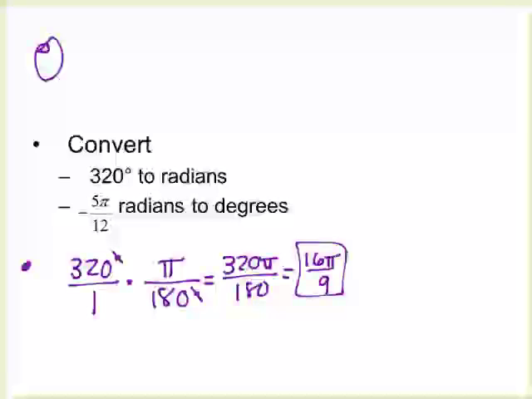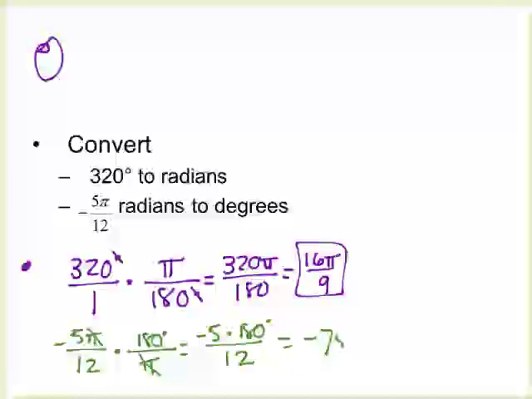For the second one, start with what you're given. It already is a fraction, so I don't have to make it one. Put what you're given on the bottom, so this time pi on the bottom with 180 degrees on the top. Pi's cancel, and then I multiply straight across like we did last time. Negative 5 times 180, and I'm going to divide that by 12. And I can plug that in: negative 75 degrees. Questions?